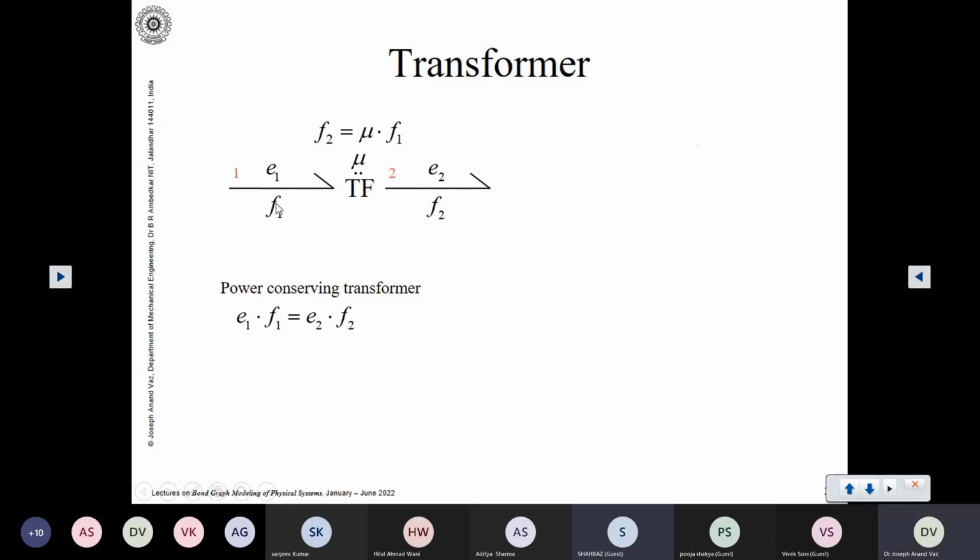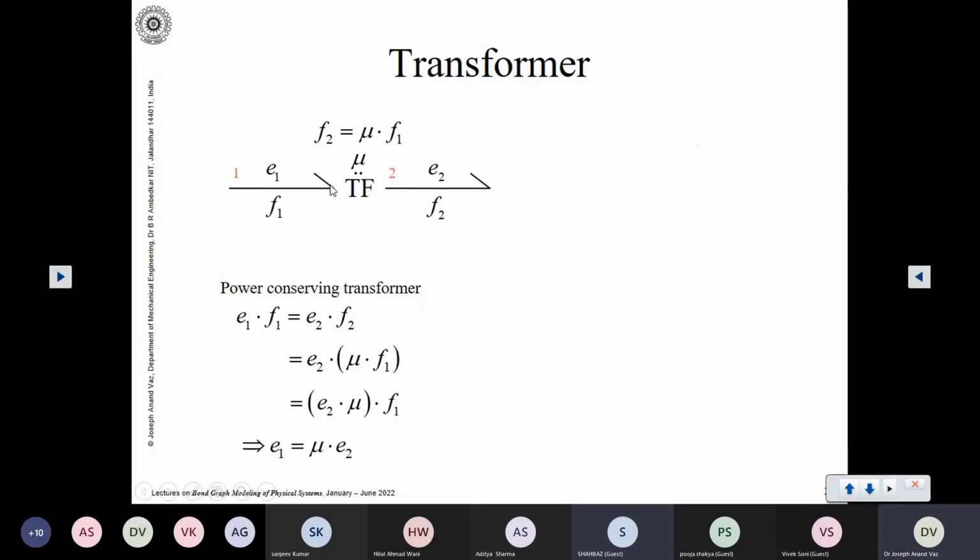And so E1 F1, which is the input power, has to be equal to the output power, that is E2 F2. Now you can write F2 as mu times F1. And when you compare the left and right sides, you can arrange it like this: E2 into mu into F1. If you compare, you see that effort 1 is equal to mu times effort 2, a relationship which automatically emerges out if this relationship is to be held always.